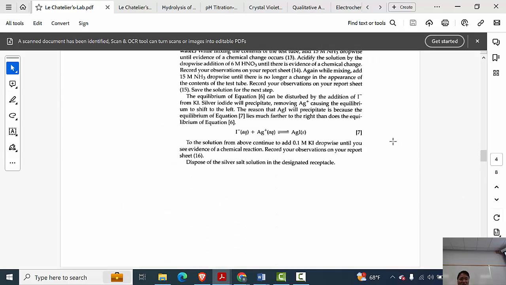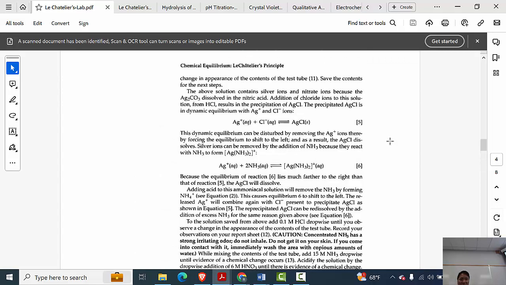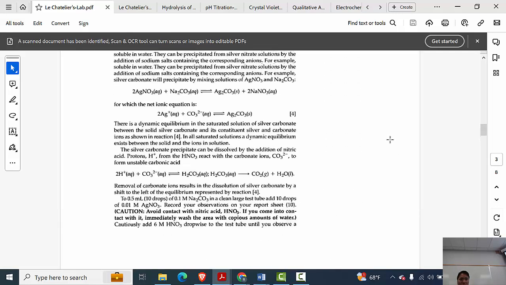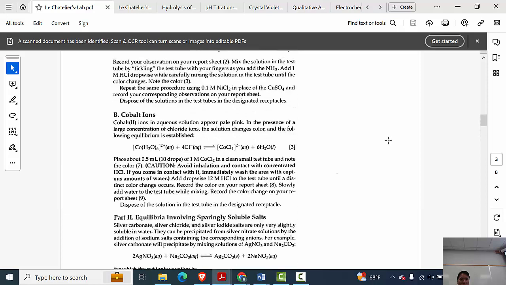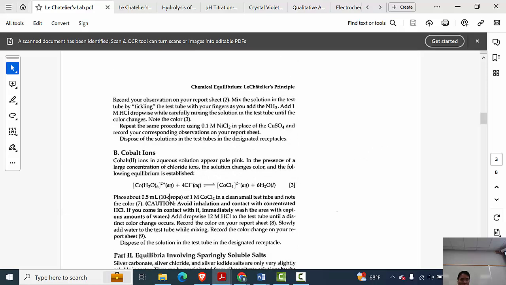You know, is it tetra, hexa? And so probably the easiest, and you aren't expected to have this memorized. But over here we have the hexaaqua going with 4 chlorides to form the tetrachlorido cobaltate ion, and then the 6 waters.